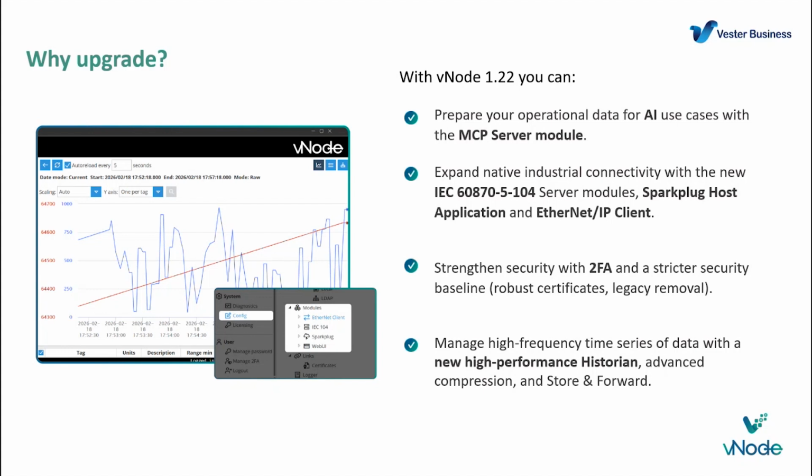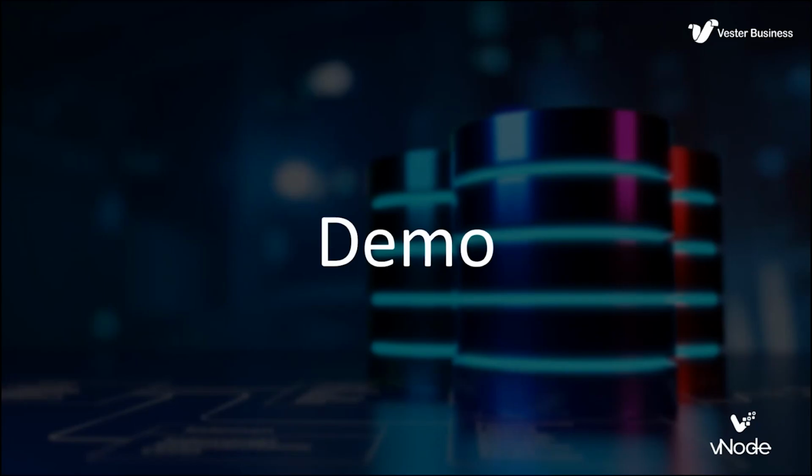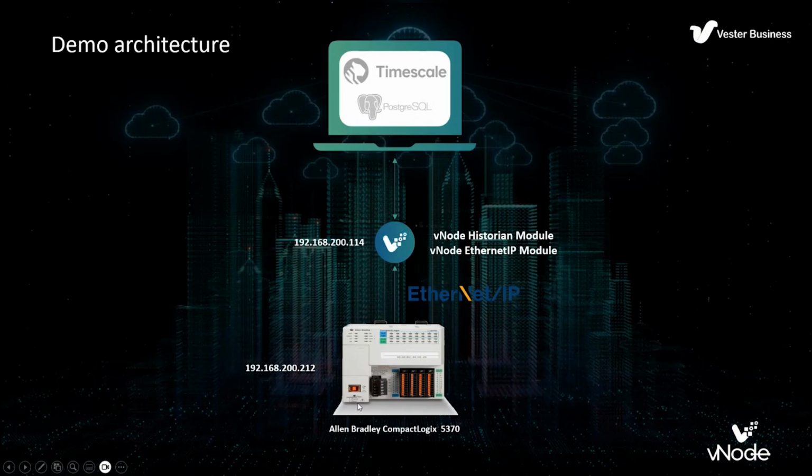Remember that TimescaleDB from Postgres is part of the historian module of vNode. So right now you can log information on MongoDB internally, or you can select Timescale if you have an external Timescale database. Okay, so let's switch to the demonstration of how we can move data coming in from an Allen-Bradley controller, this is a CompactLogix right now, and then publish the data up to Timescale PostgreSQL.